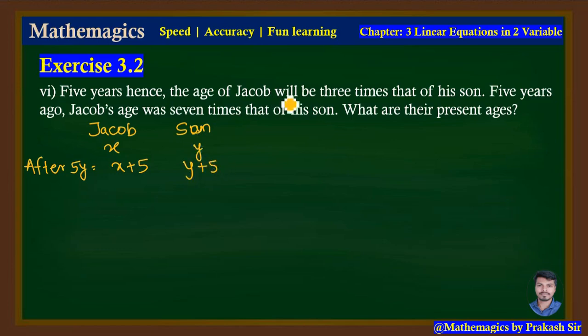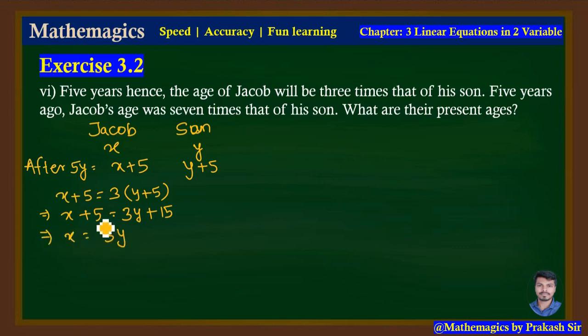So according to the question, the age of Jacob will be 3 times that of his son. So the age of Jacob is x plus 5 and it is 3 times that of his son, that is 3 into y plus 5. So let us get it solved. This becomes x plus 5 is equal to 3 into y, becomes 3y plus 3 fives are 15. This implies that x is equal to 3y, and 5 will come this side as minus 5. So 15 minus 5 becomes 10. So we got this already.